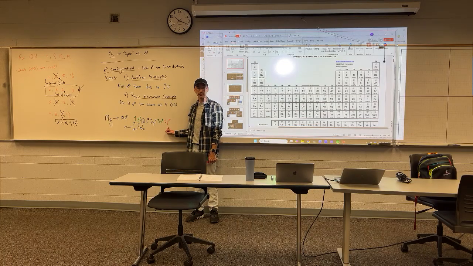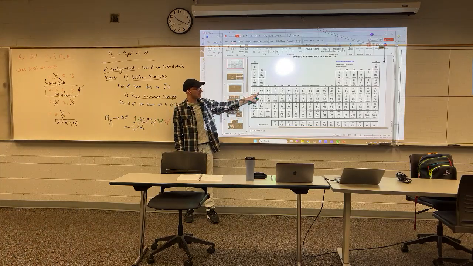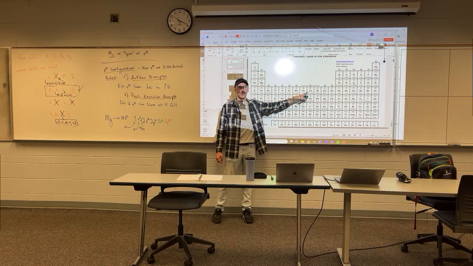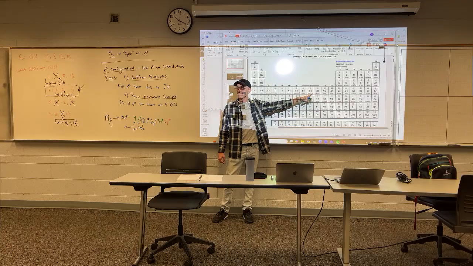What type of orbital is l equals 2? It's not s. It's not p. It's d. So why is it that we don't find 3d? We find 4s. Then what do you suspect this d block is? 4d? It must be 3d.